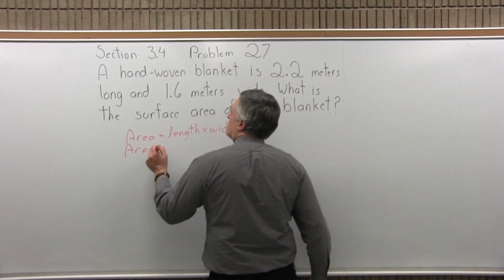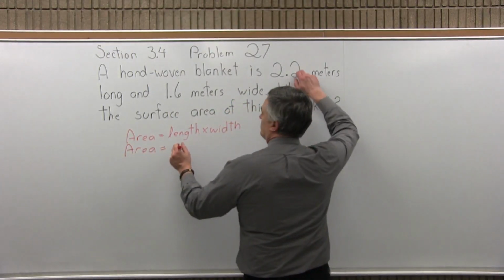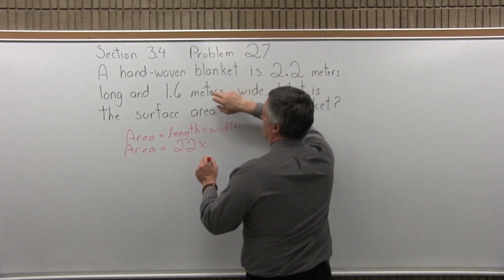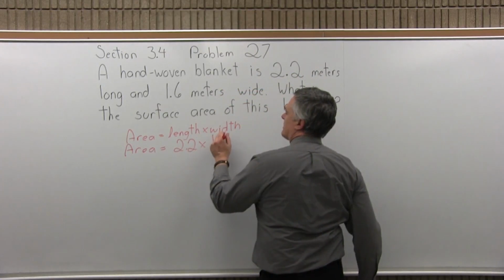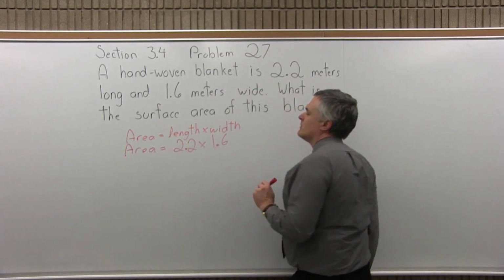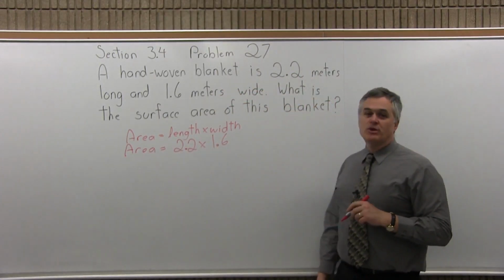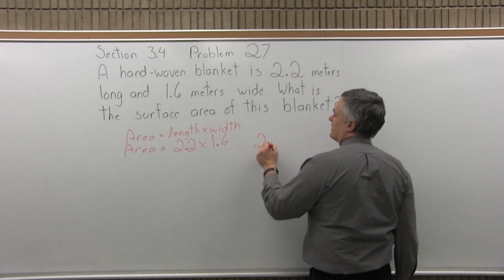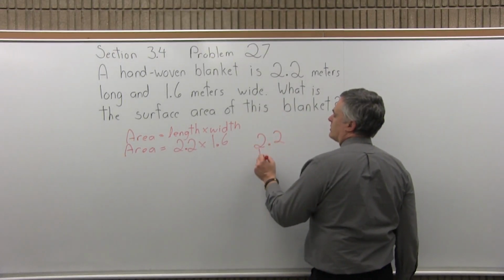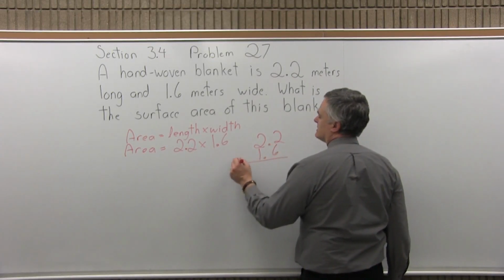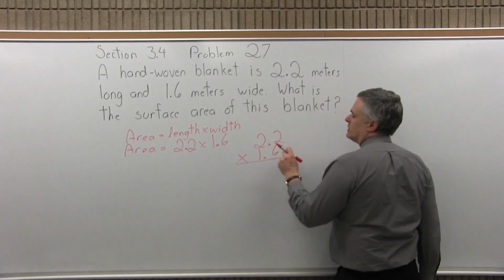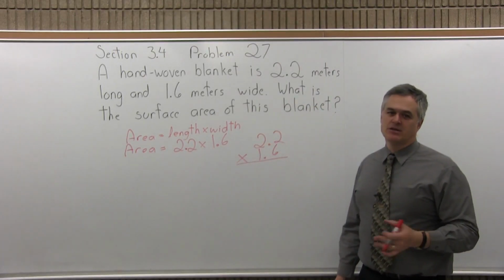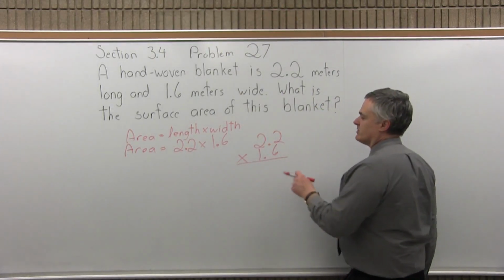So the area equals the length, 2.2 meters, times the width, 1.6 meters. To multiply 2.2 times 1.6, I find it easier to write it vertically. So 2.2 times 1.6. I start off with just 22 times 16, get the answer for that, then put the decimal where it goes.